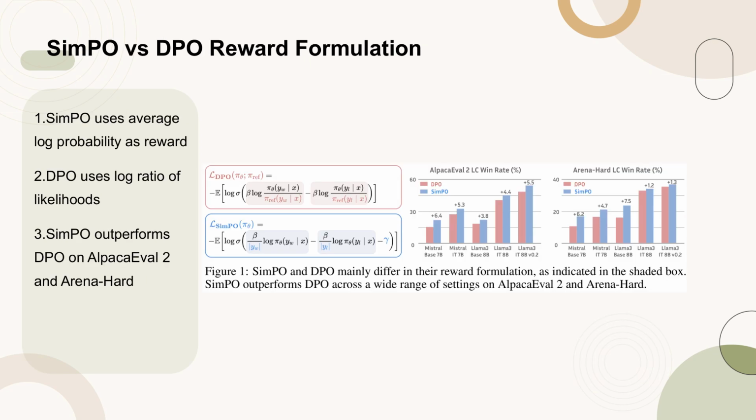Figure 1 illustrates the key difference between SimPO and DPO in their reward formulations. SimPO employs the average log probability of a sequence as its implicit reward, which aligns better with model generation metrics. In contrast, DPO uses the log ratio of the likelihood of a response between the current policy model and a supervised fine-tuned model. This figure highlights that SimPO consistently outperforms DPO across various benchmarks, including AlpacaEval 2 and ArenaHard.